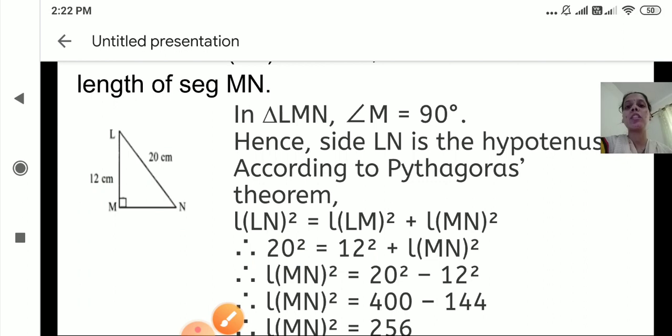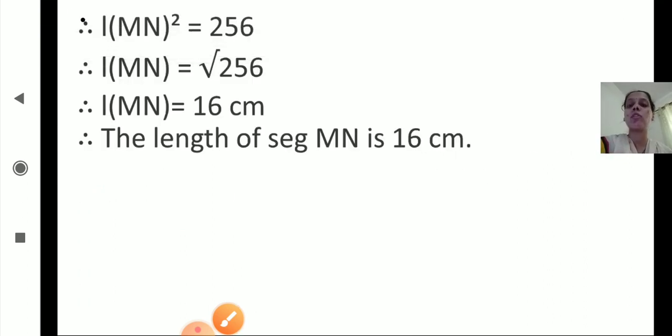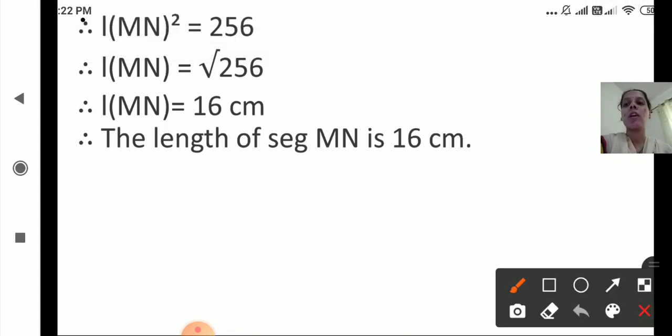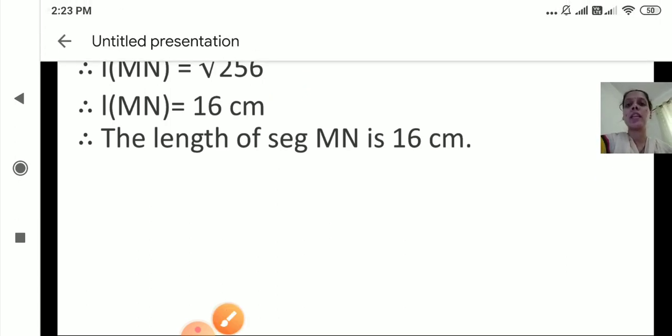So what is the square root of 256? The square root of 256 is 16, right? We'll do this by factors method, okay? Or if you have learnt the squares, then you can easily write down the square roots, okay? So square root of 256 is 16 centimeter. So the final answer is, therefore the length of segment MN is 16 centimeter. Now we will see the next exercise.